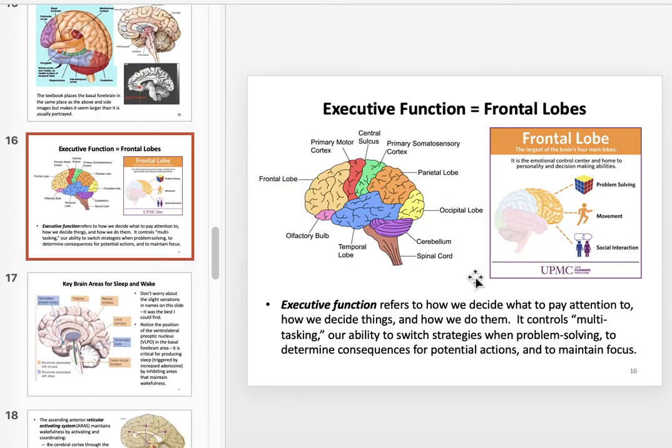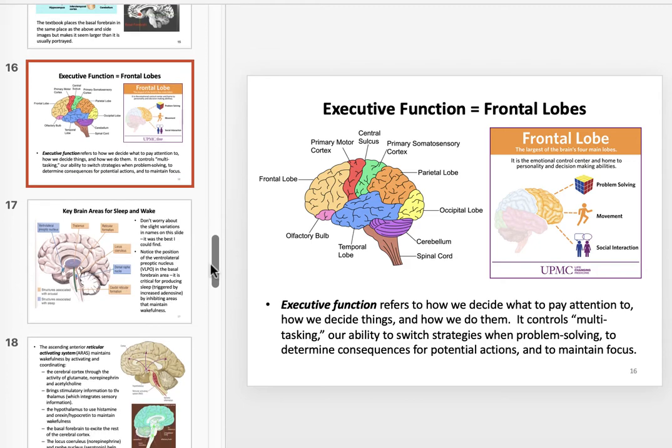Speaking of which, the frontal lobes, what do they do? They are in charge of executive function. And so executive function is, how do we control what we do? How do we decide what to do? Do we decide that we're going to eat that piece of chocolate cake, or we're going to stick to our diet and not eat that chocolate cake?